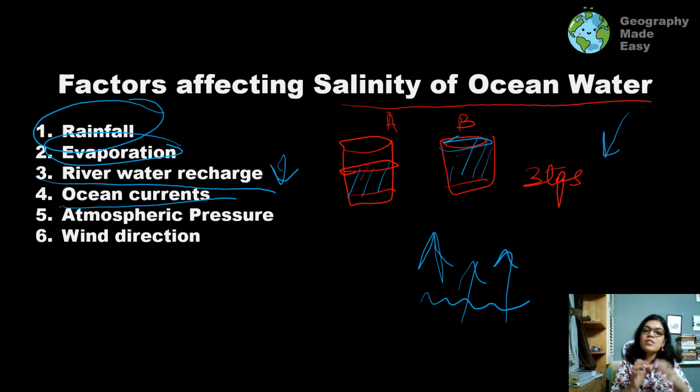Atmospheric pressure, I would say, is the least important in this case, but it also has an impact on the seawater. But the most important of the factors which affect salinity are rainfall, evaporation, and river water recharge.